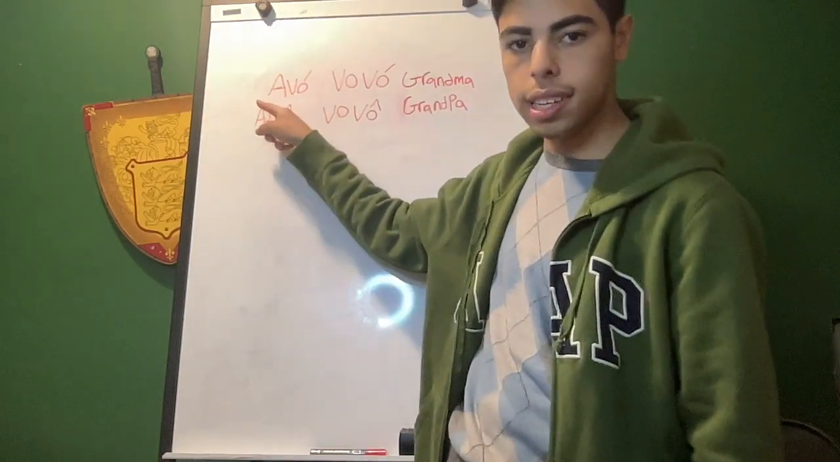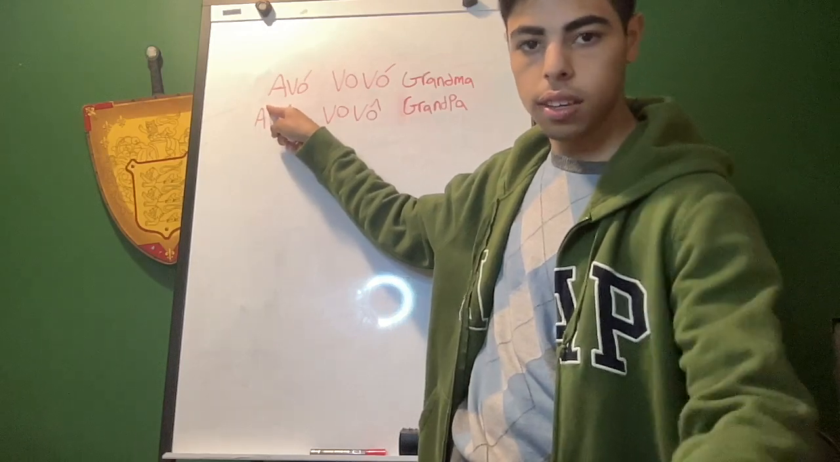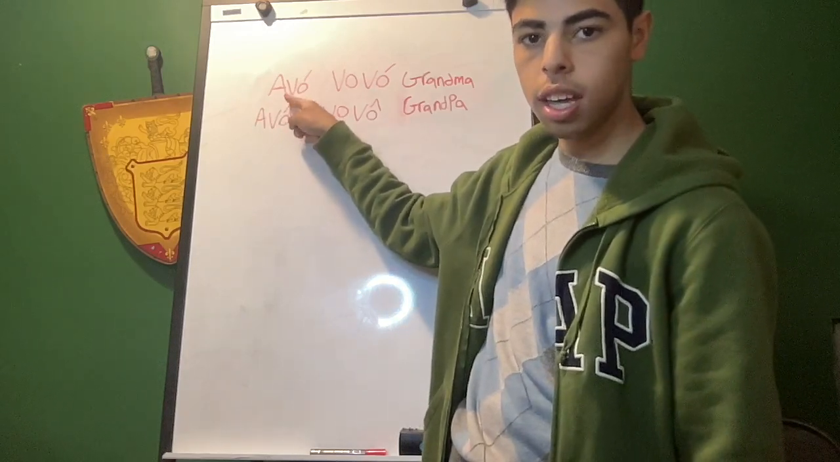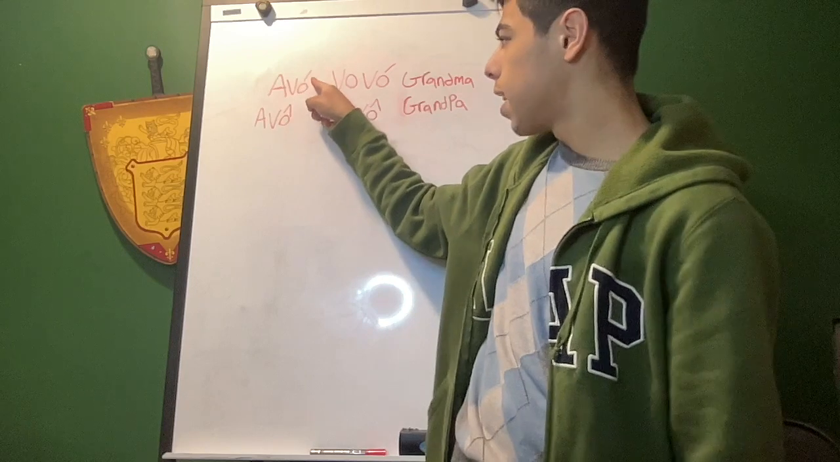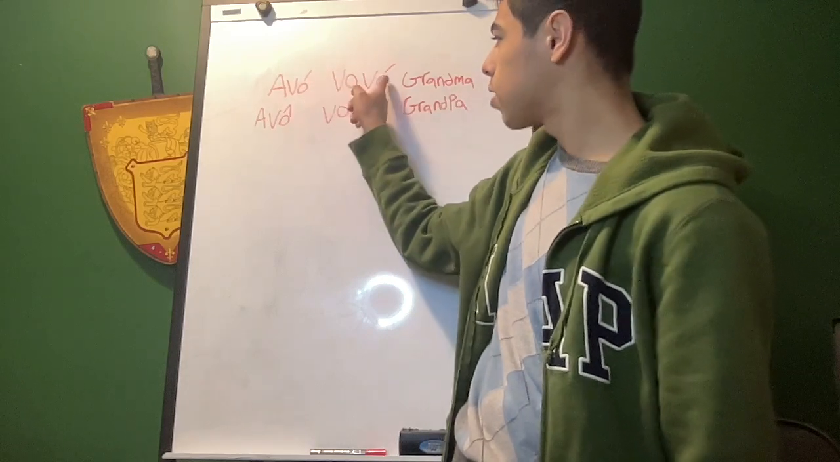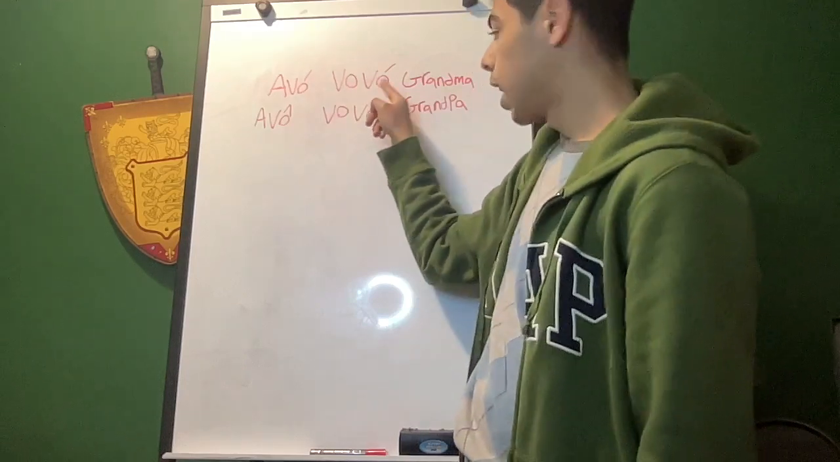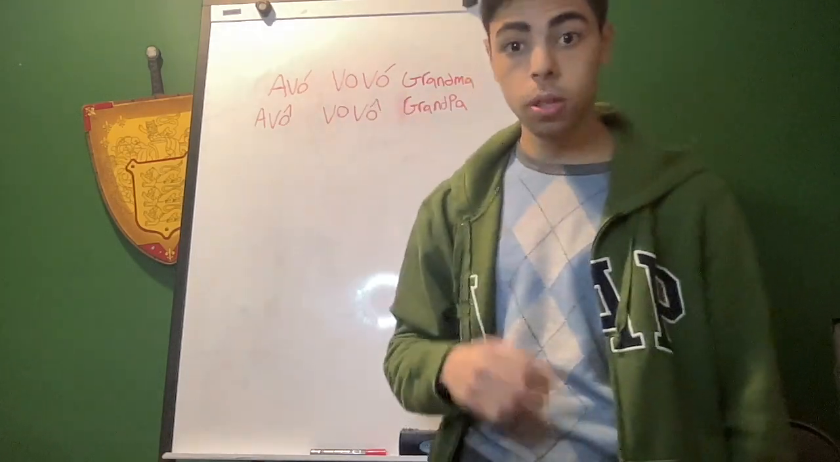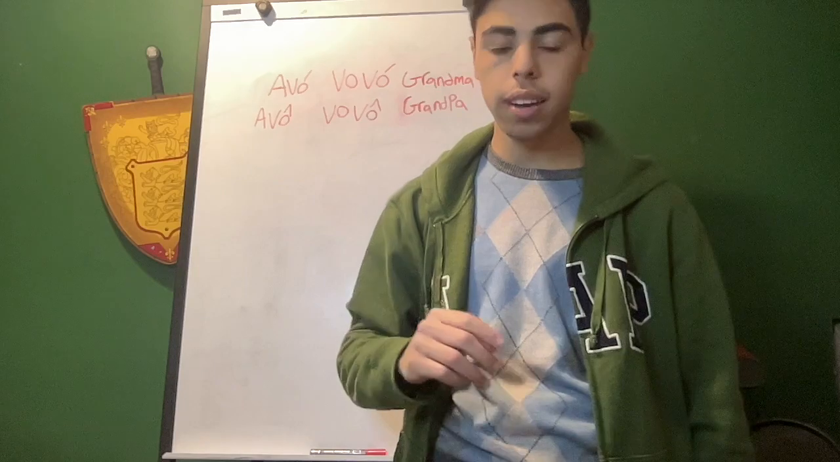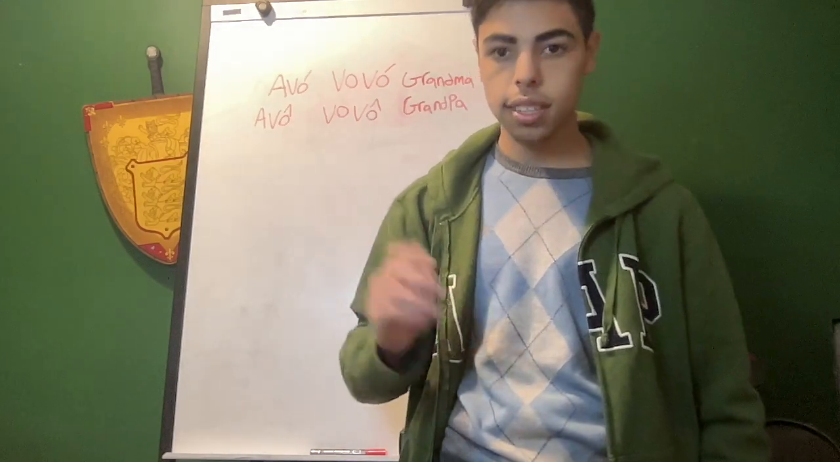You spell this A V O, and that's the accent right there, also at the end. It's the same accent. You pronounce it open, like the wide accent.